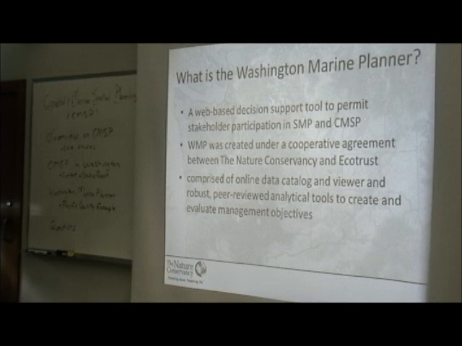So the Washington Marine Planner, or WMP, as I'll refer to it, was created in this cooperative agreement between us, the Nature Conservancy, and EcoTrust. And essentially it's comprised of an online data viewer, data catalog, and then these analytical tools that occur behind the scenes that stakeholders can identify particular areas that represent a particular management scenario of their interest.